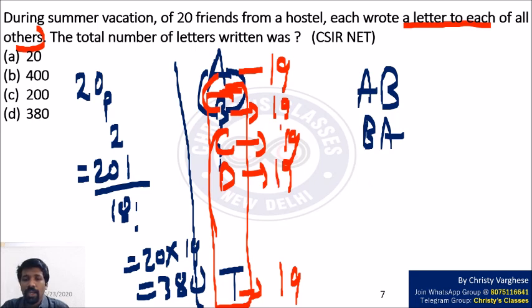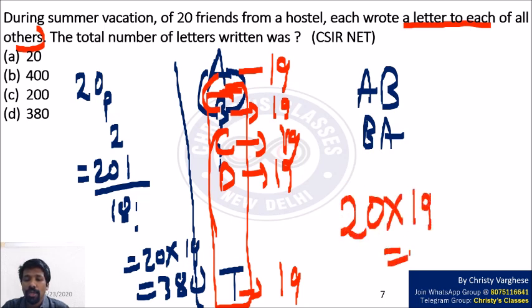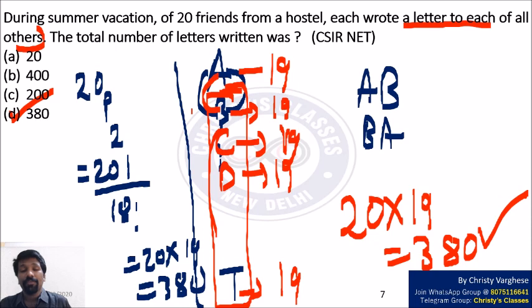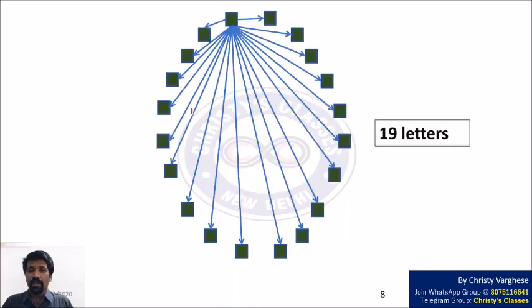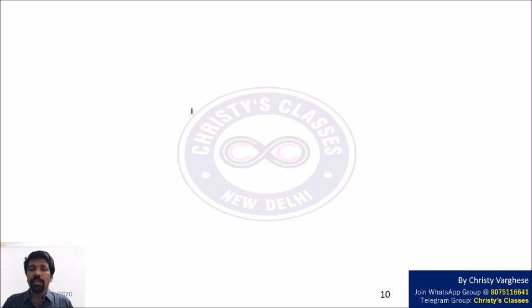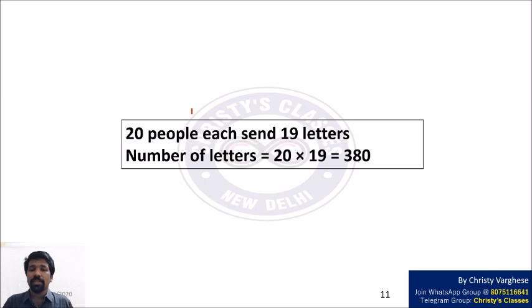So 19, 19, 19, 19 added 20 times. Multiplication is repetitive addition. Adding 19 20 times is called 20 into 19. 20 into 19 is 380. So the answer is 380. Option D is the answer. If the question was saying that A will send a letter to himself, or everyone will send letters to themselves also, then 400 would have been the answer. So anyway, option D is the answer. This is the logical idea. A sending letters to 19 people, B sending letters to 19 people, C sending letters to 19 people, etc. So 20 into 19, 380.